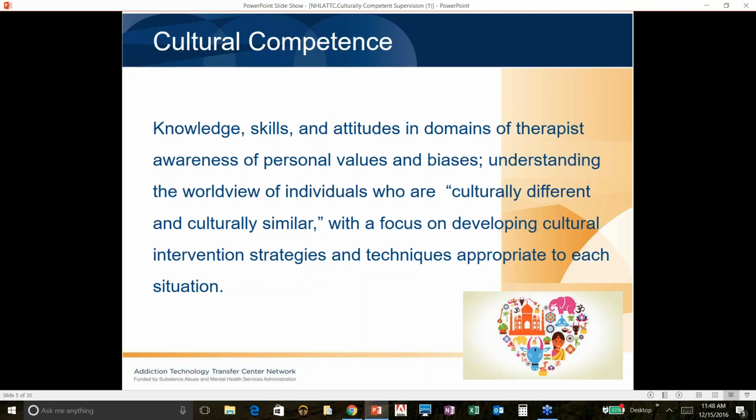And I think this is the one key thing to take a look at here, is that culturally different and culturally similar. Because often we assume that the more alike we are, the less there's cultural conflict. However, research actually shows the more similar we are, the less culturally competent we tend to be, because we become blind. And I'll talk a little bit more about that as I go along.